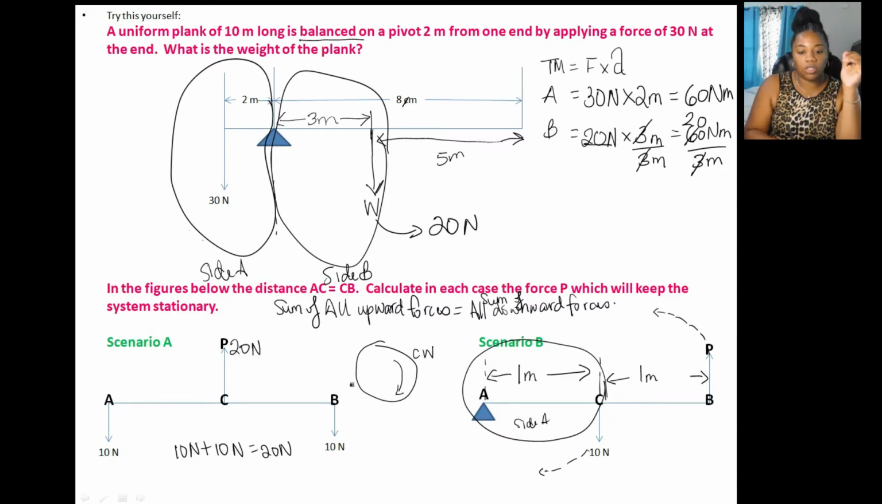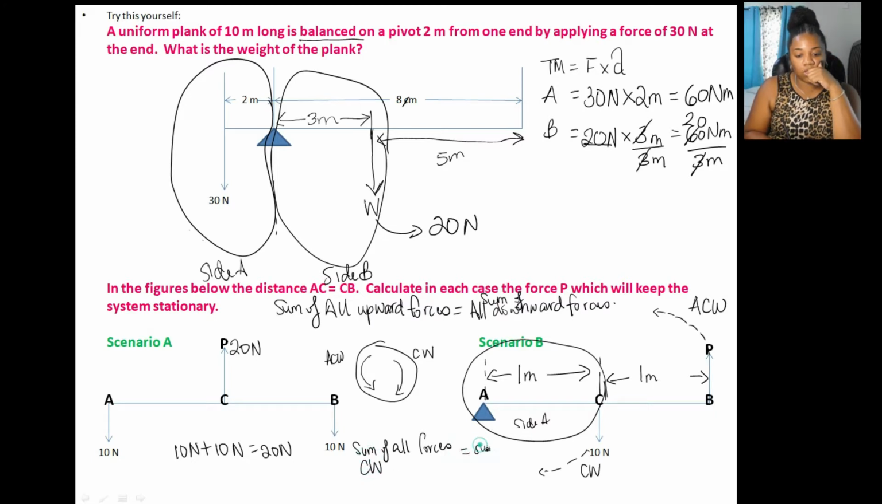So going this way would be anti-clockwise, right? So A to B is anti-clockwise, sorry if I made a mistake earlier, and A to C is clockwise. And we say the sum of all forces clockwise is equal to the sum of all anti-clockwise forces.